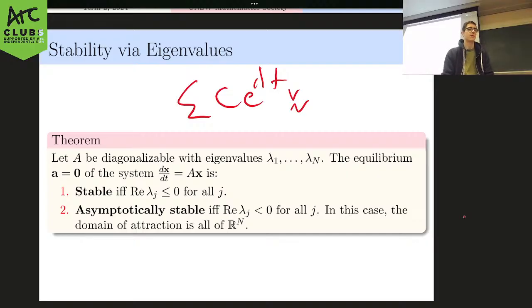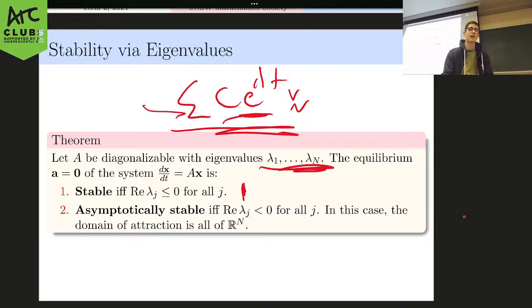enough eigenvalues. This intuition establishes it for the case where we have distinct eigenvalues, but this theorem works even if there are not distinct eigenvalues. But here the intuition is that if the lambdas are all not positive, then as t approaches infinity, this term would either become constant if lambda was 0, or it would approach 0.